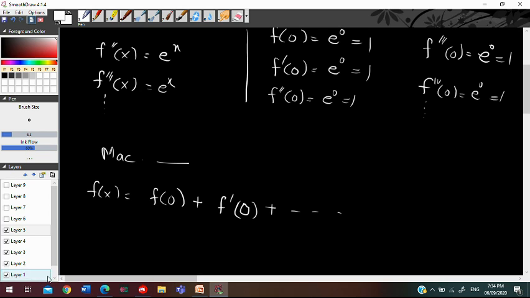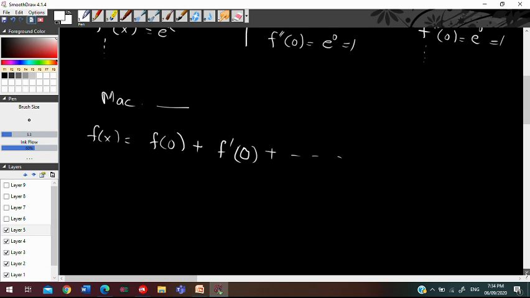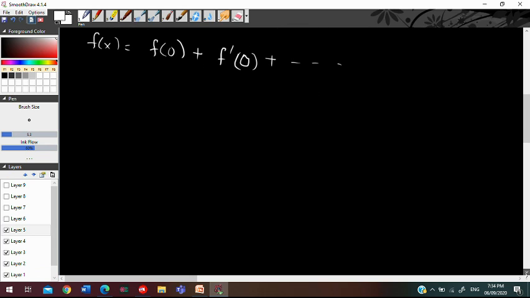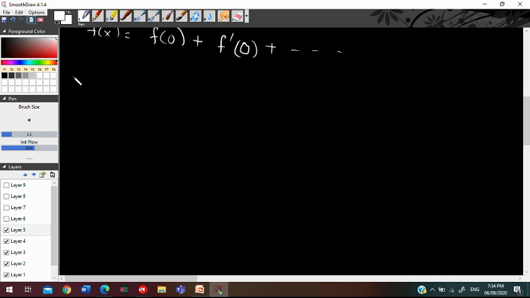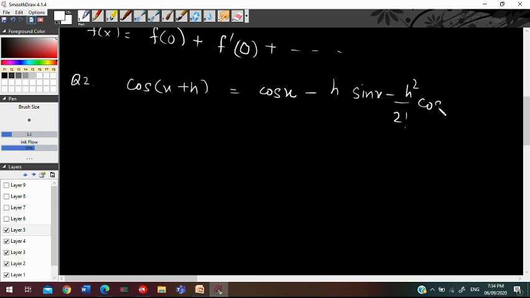Now we move to question number 2. Question number 2 is show that cos of x plus h is equal to cos of x minus h sin of x minus h square by 2 factorial cos of x plus h cube divided by 3 factorial sin of x plus up to so on, and evaluate it at cos 61 degree.